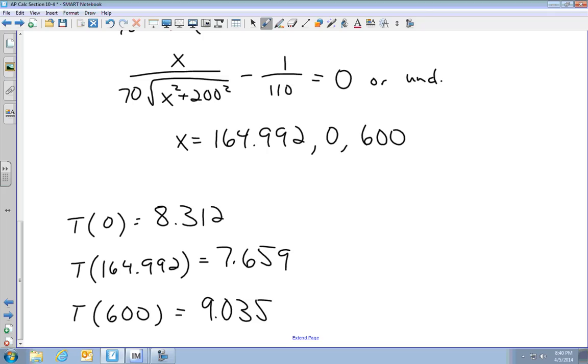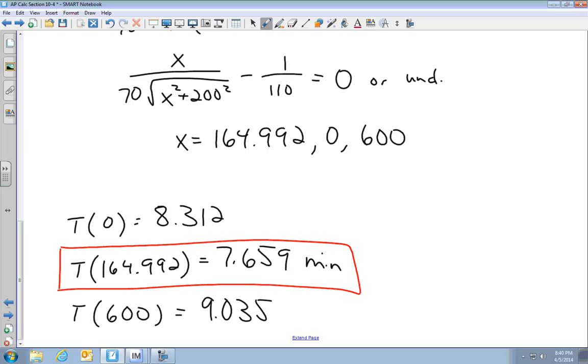Okay, and the rate was in yards per minute, so these are all in minutes. So this guy right here is our minimum. Again, make sure that you indicate which one is your minimum time there. The MIN there again is not for minimum, it's for minutes, is what we're marking there. So 7.659 minutes. So the key value that they're looking for was what value of x, and the value of x is this guy right here.